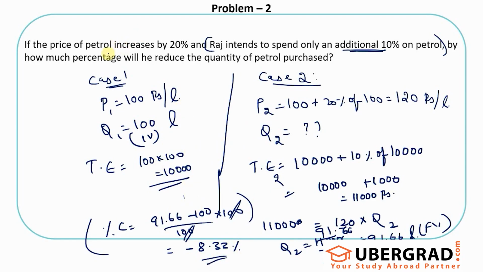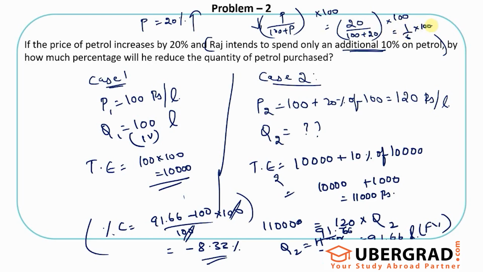What's wrong with this? If you just blindly apply this formula to this question, P increased by 20%, right? Price went up by 20%. So then what should happen to the quantity? It should decrease by P by 100 plus P into 100. Then you will get 20 by 100 plus 20, into 100, and 20 by 120 is 1 by 6 into 100. That's going to say that there is a drop of 16.66%, but that's not correct, right? If you observe carefully, that's not the correct one.